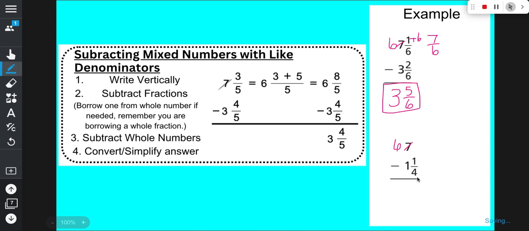Now if we look at the bottom fraction, we know that a whole fraction is out of 4 pieces. So if we had a whole fraction of it, we would have 4 pieces out of 4. So when we borrowed from the whole, we gave ourselves a whole fraction. Now we can subtract. 4 minus 1 is 3/4. And 6 minus 1 is 5. Which gets us our answer. Please make sure you borrow when you're subtracting a whole number by a mixed number.